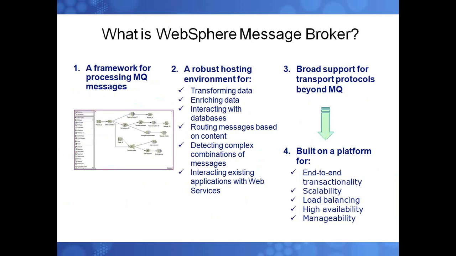So what is this message broker all about? What does it contain? Message broker provides the framework supporting basic functions and user-defined enhancements which facilitate rapid development and modification of the business processing rules that are applied to the messages in the system.